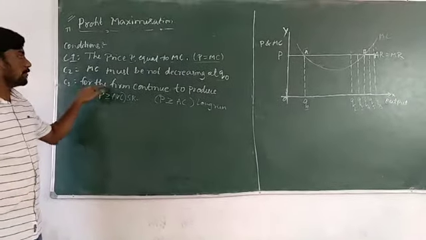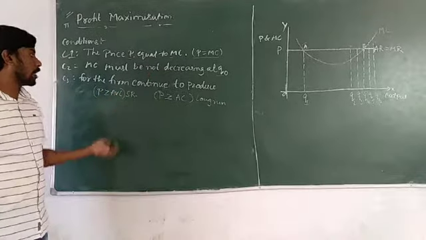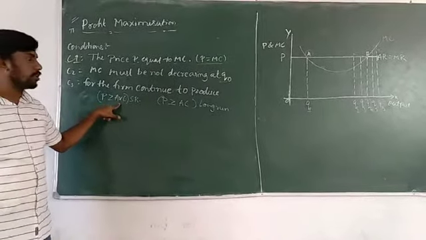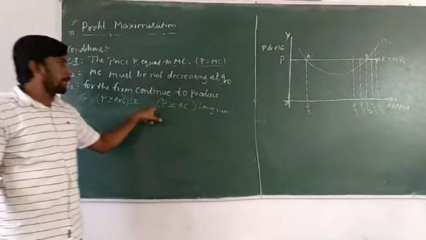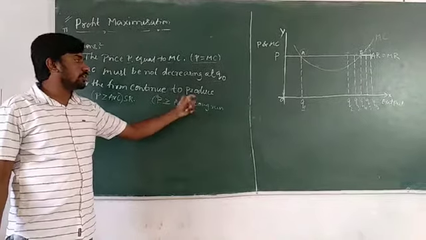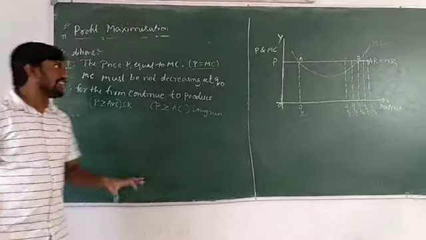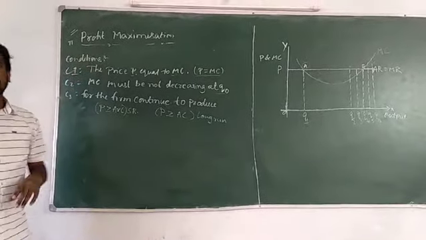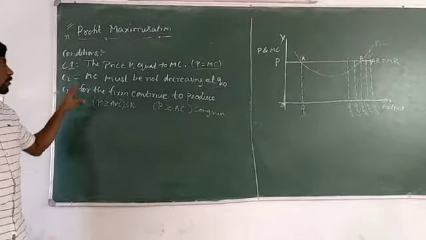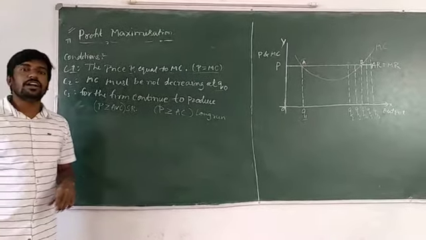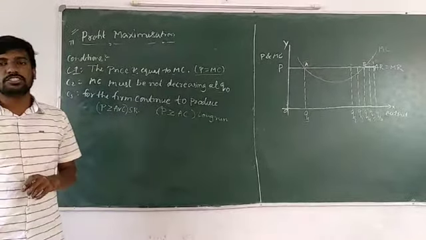The third one is that for the firm to continue to produce, the price should be greater than or equal to average variable cost in the short run, or greater than or equal to average cost in the long run. In today's class, we are going to learn the first two conditions of profit maximization, and next class we are going to learn condition 3 and also the profit maximization problem.